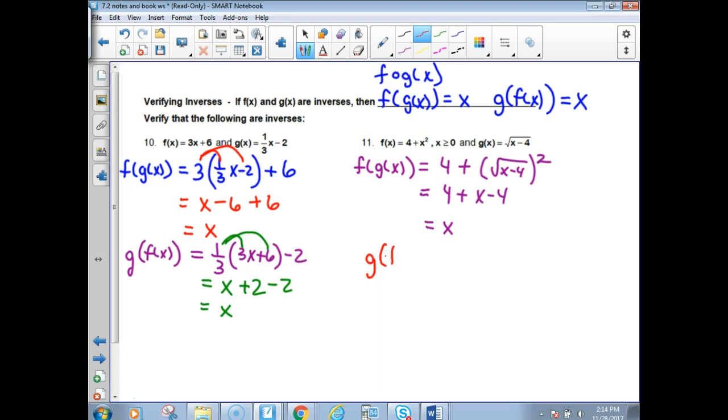So if we do the g of f of x, we'll see if we get an x. Now I'm going to put the f function into the g. The g function takes the square root of its input. The input is 4 plus x squared and then subtract 4. The 4s cancel out, leaving us with the square root of x squared. And the square root of x squared is x. So these have verified out to be inverse functions.